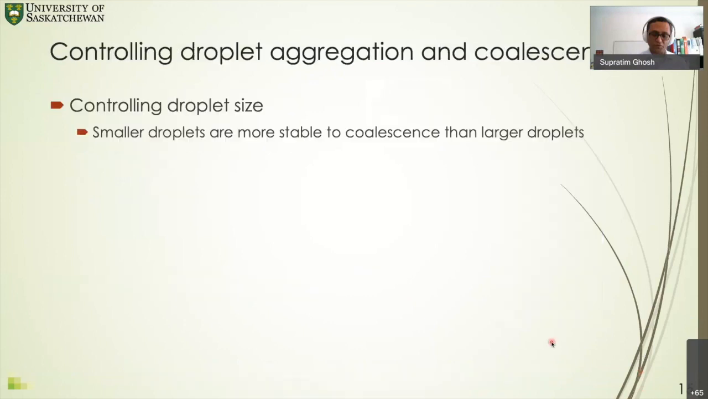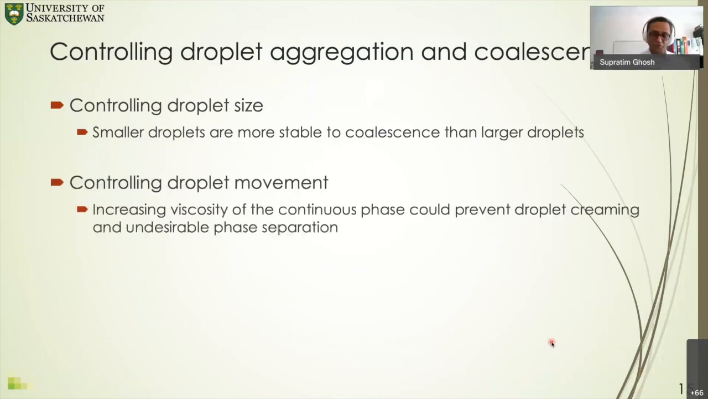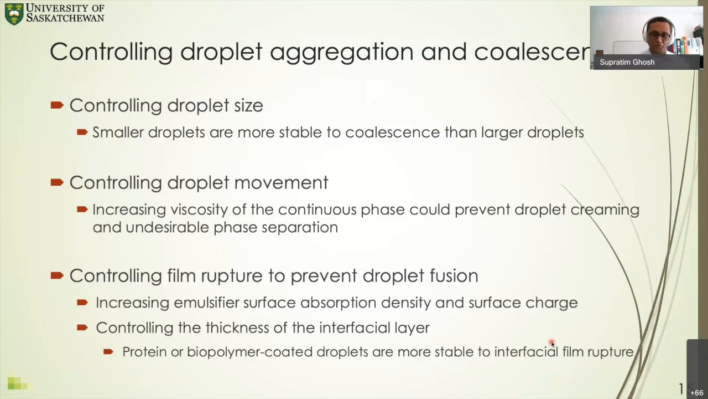Now, how can you control it, then? How do you have droplet aggregation but not coalescence? You can decrease droplet size. Smaller droplets are more stable to coalescence than larger droplets. You can control droplet movement. You can increase the viscosity of the continuous phase so that you can prevent creaming and undesirable phase separation. But ultimately, you need to control the film rupture to prevent droplet fusion.